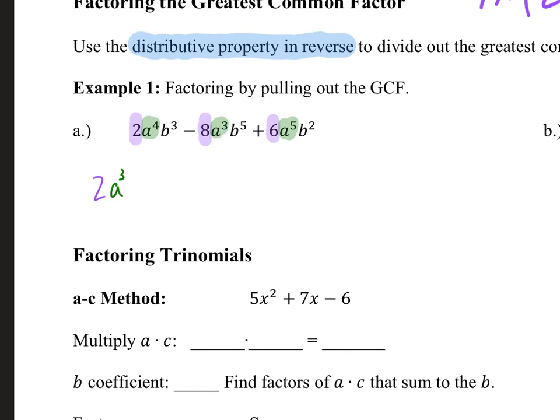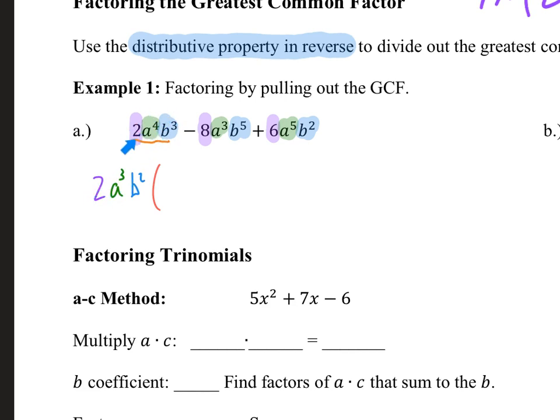And then the next variable here, b's. In that same way, what's the least amount of b's I see? That would be the limiting factor. So b squared would be my GCF, and that would be on the outside of the parentheses. Then I want to say, well, what's left inside? So 2a cubed b squared times what gives me this?